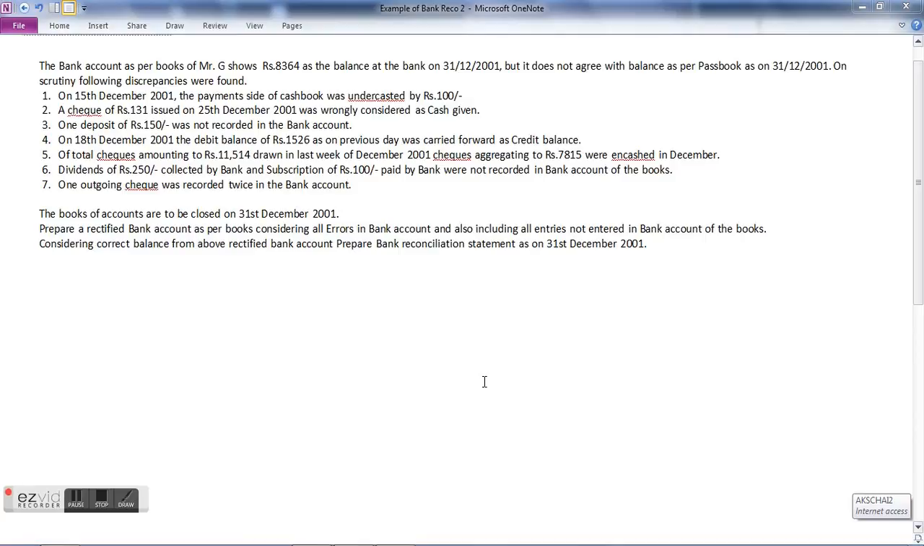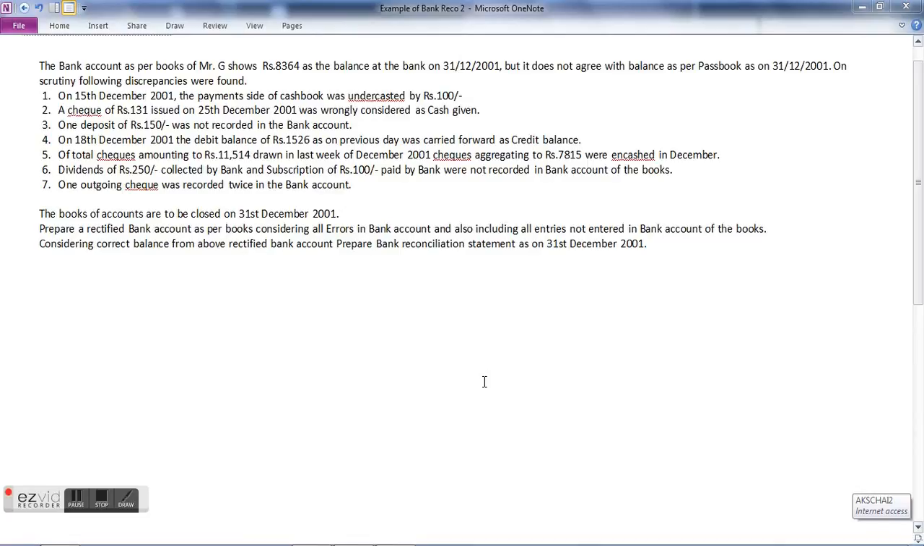On 18 December 2001, the debit balance of rupees 1526 on the previous day was carried forward as a credit balance. So there are many errors which have been made in the bank account. The debit balance of 1526 on the previous day was carried forward as a credit balance of 1526 instead of a debit balance. Of total checks amounting to rupees 11514 drawn in the last week of December, checks aggregating to 7815 were cashed in December. So out of the total checks of 11514, only 7815 were encashed in December.